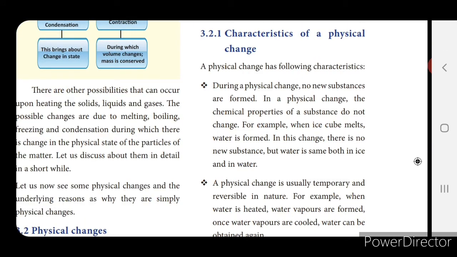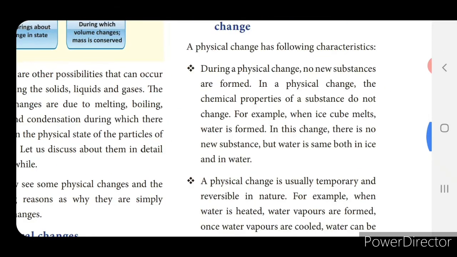During physical change, no new substances are formed. That is the first point. In a physical change, the chemical properties of a substance do not change. Only the physical properties will change, not the chemical properties. For example, when an ice cube melts, water is formed. In this change, there is no new substance, because water is the same both in ice and in liquid form.